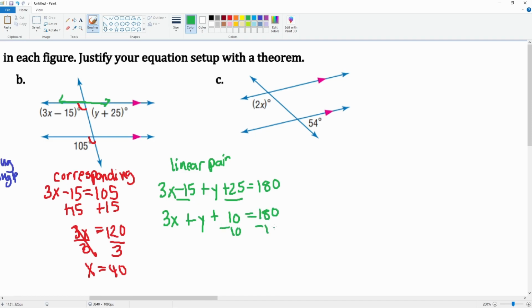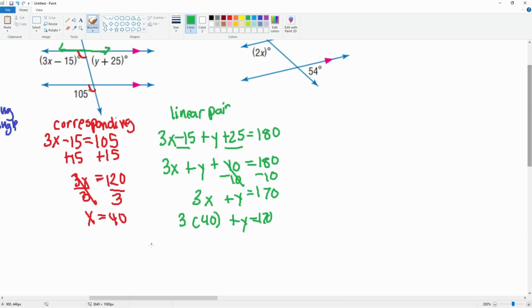Minus 10 to both sides. This cancels. 3x plus y is equal to 170. We know what x is. x is 40. So x becomes 40 right here, plus y equals 170. 3 times 40 is 120. Bring down the plus y equals 170. Minus 120 to both sides. This cancels. y is equal to 50 degrees.